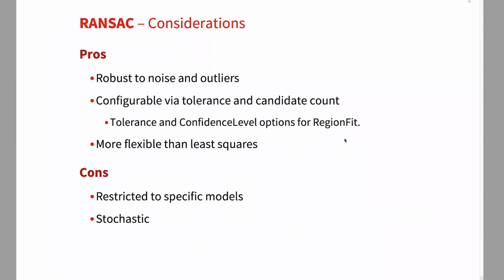Considerations for this. One, it's robust to noise and outliers. It's configurable via tolerance and candidate count settings. And it's a little more flexible than least squares, and easy to extend to new models. However, we're still restricted to specific models, and it's also stochastic. Since there's some random sampling involved, you're not guaranteed to get the right answer. You can only work with probabilities of getting the right answer. All right, and with that, that's all the fitting methods.